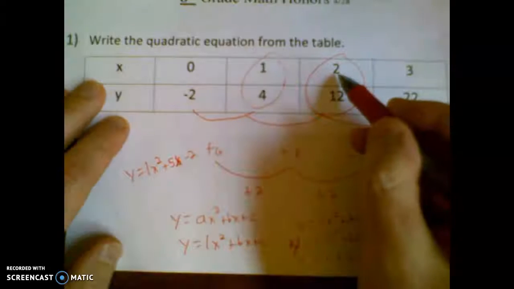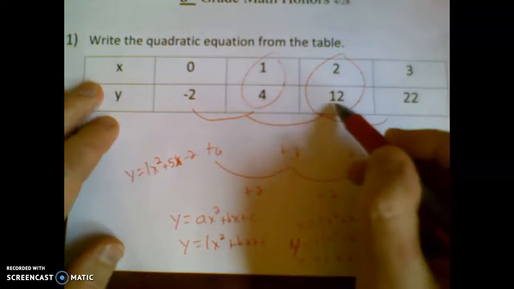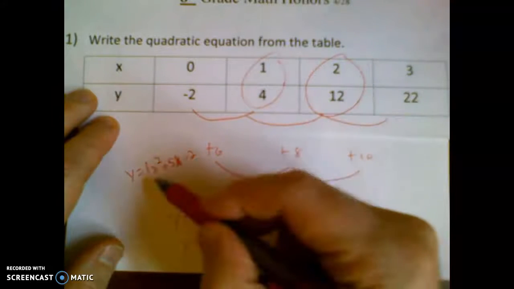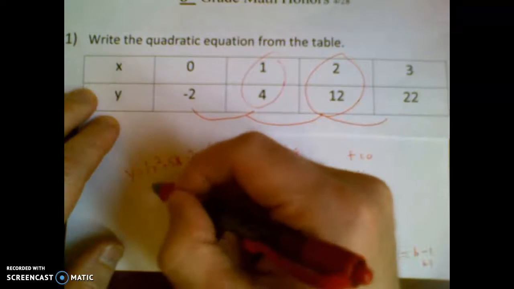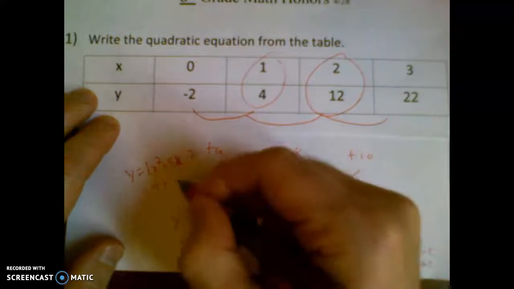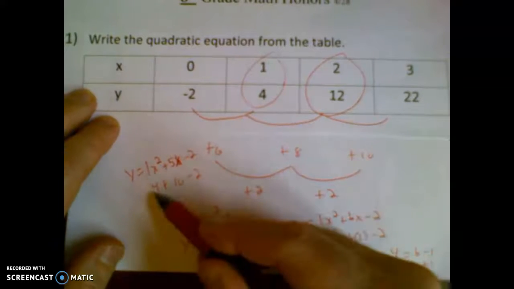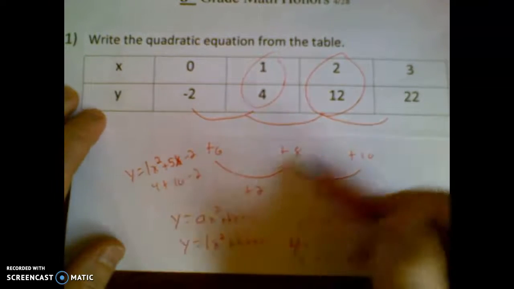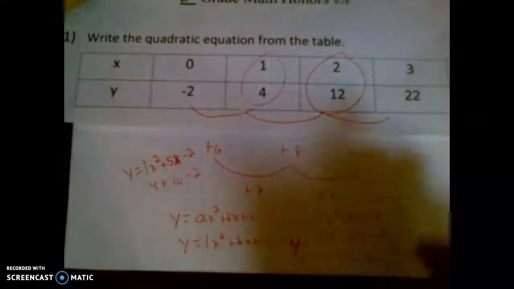So if I make every x 2, will the answer for y give me 12? Well, 2 squared is 4 times 1 is 4. 5 times 2 is 10, minus 2. 4 plus 10 is 14, minus 2, sure enough, gives me 12.